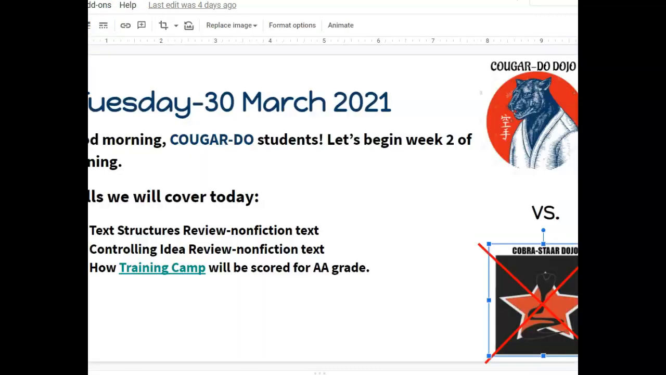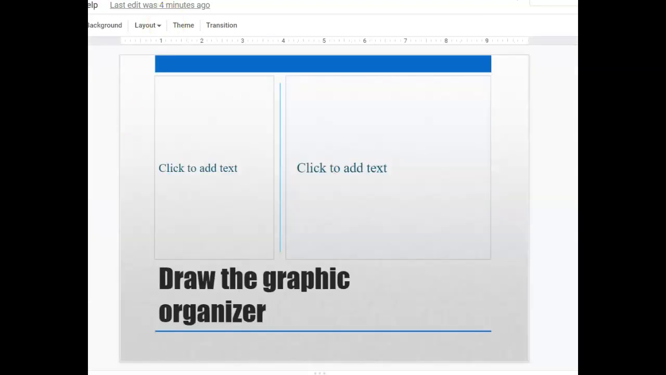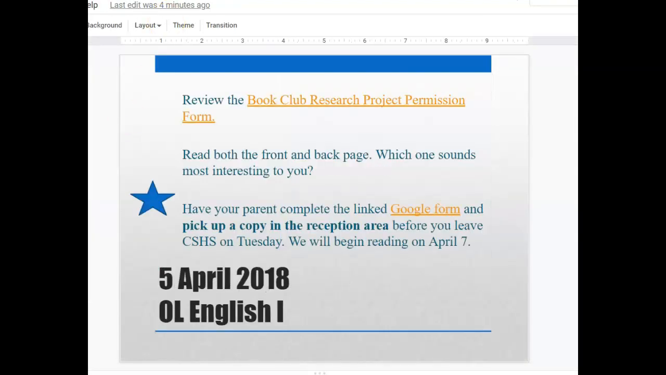Do I know what all I need for my graphic organizer? Hook, bridge, thesis. I need a paragraph that has a topic sentence and specific concrete details, my commentary, concluding sentence. Do I have all these parts? Make sure that you can make your own graphic organizer, because only a few people will probably be given a copy of that, and it won't have words on it.